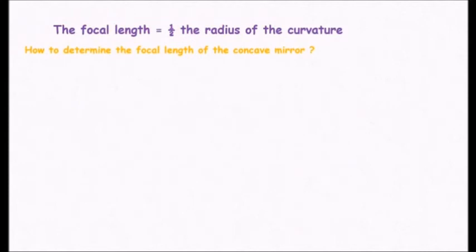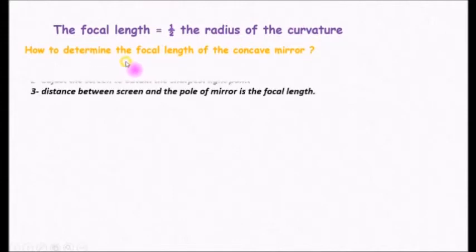Focal length equals half the radius of curvature. So, if the radius is 8 centimeters, the focal length is 4 centimeters. And if the focal length is 4 centimeters, the radius will be double this number and it is 8 centimeters.